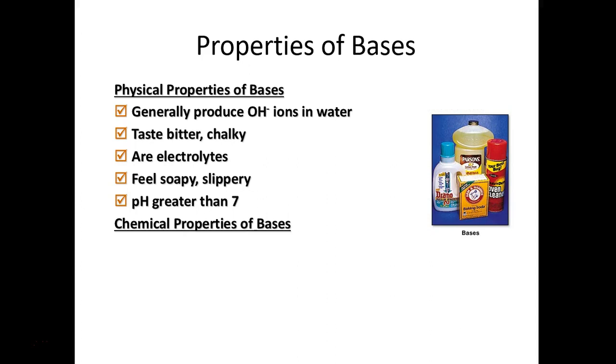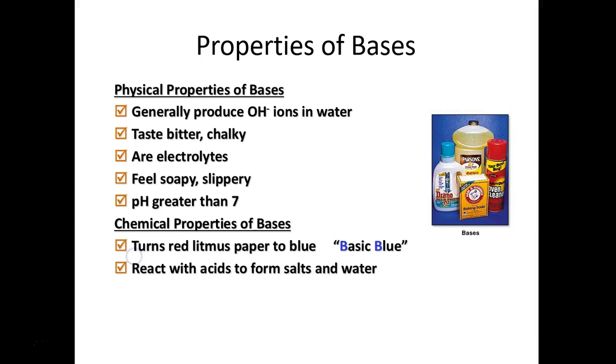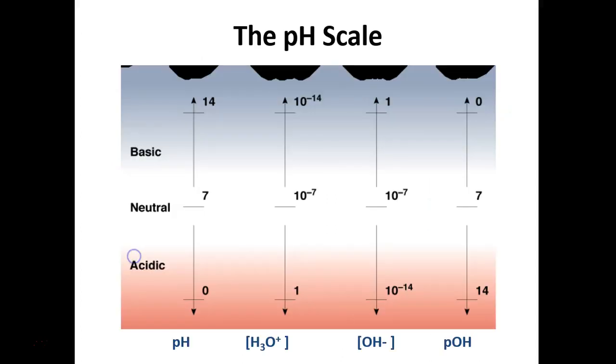So the chemical properties of bases are fewer. They will turn red litmus paper to blue, which you can remember by saying basic blue. They'll also react with acids to form salts and water, just like acids will react with them. And they do not react with metals, and this will become important in topic 2.